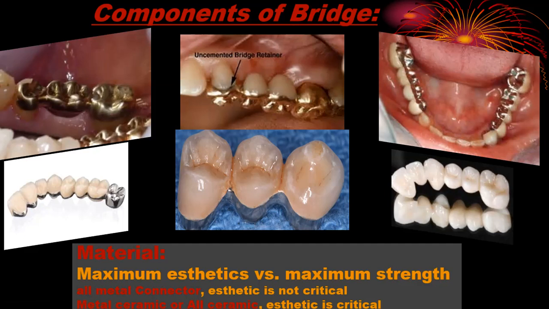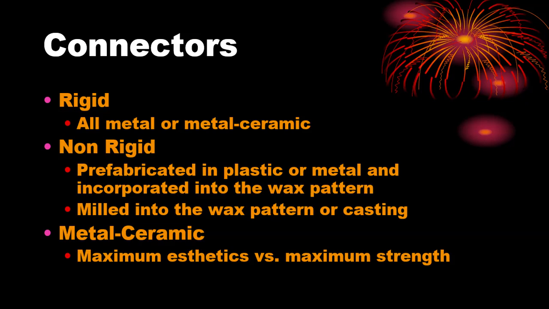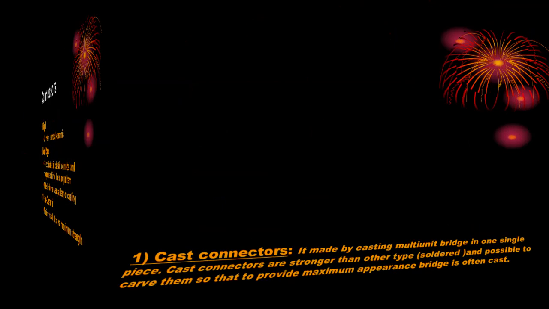طبعا وهم متعارضات، تريد استاتيك عالي راح سترينث يصير اقل، واذا تريد سترينث عالي استاتيك راح يصير. تعتمد على نوع الماتيريال والويث والديزاين اوف ذا كونكتر. كونكتر ممكن يكون all metal rigid or metal ceramic او non rigid، prefabricated in plastic or metal and incorporated into the wax pattern, mill into the wax pattern or casting. Metal ceramic, maximum aesthetic with maximum strength, or ceramic connector.